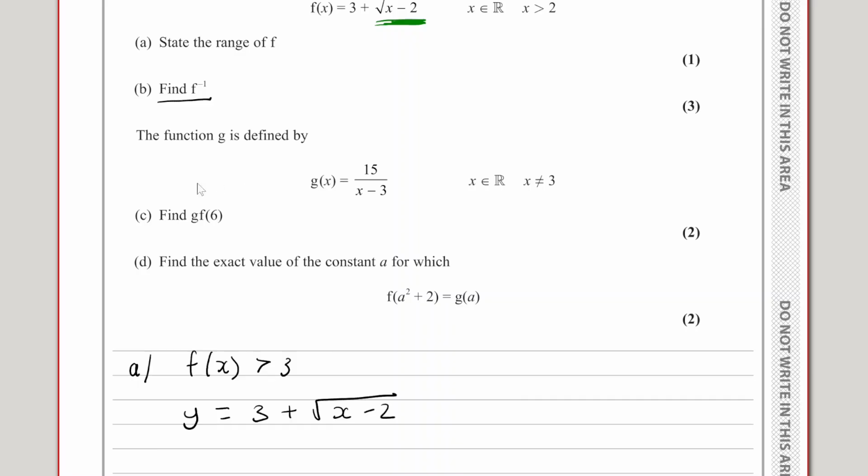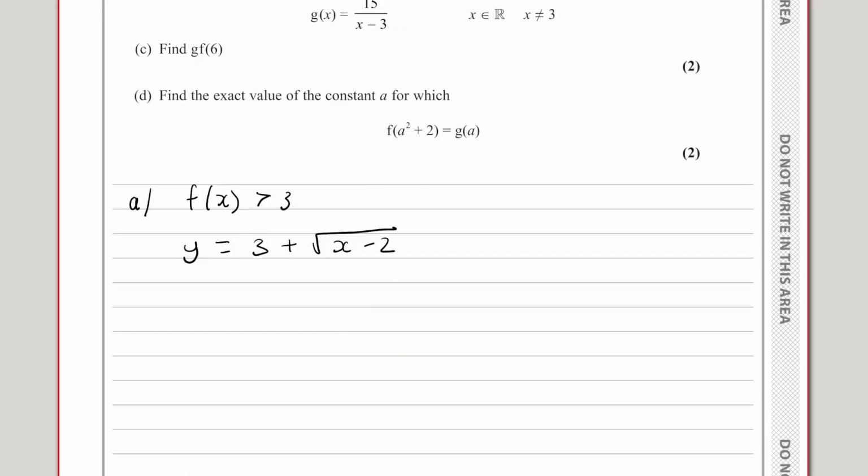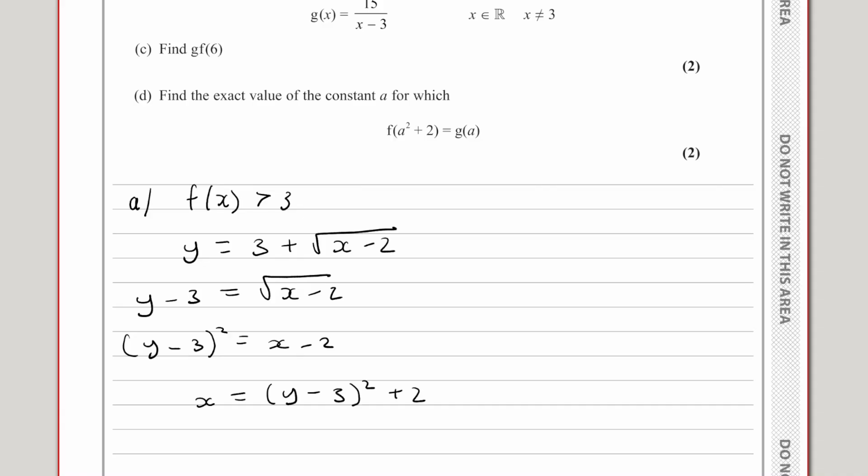So I'm going to take 3 away from both sides. Square both sides. And then add 2 onto both sides. So x equals y minus 3 squared plus 2. When we have an inverse function, the domain becomes the range and the range becomes the domain, the input becomes the output and the output becomes the input. So the x and y switch around.